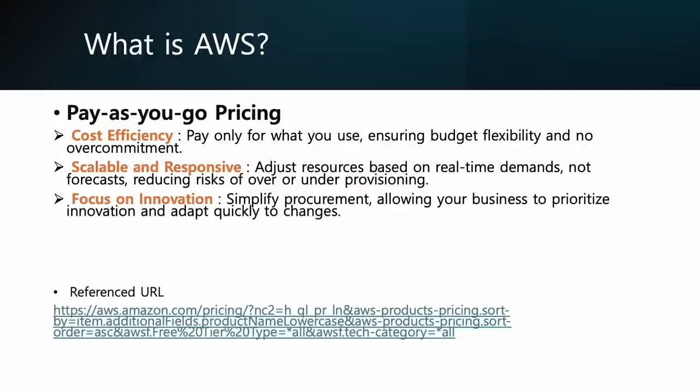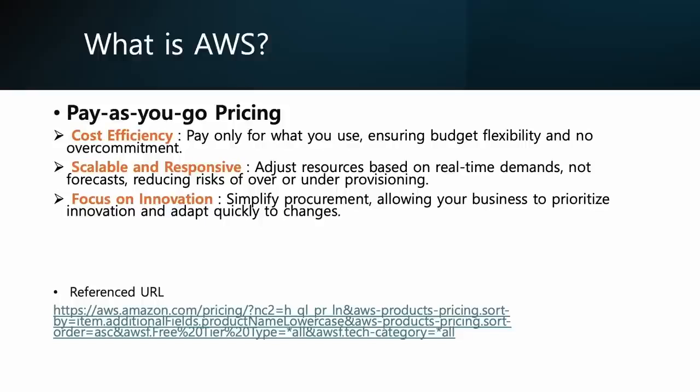AWS, like other public clouds, follows a pay-as-you-go pricing model. There are 3 advantages to a pay-as-you-go model. In terms of cost effectiveness, you can secure budget flexibility and avoid over-investment by only paying for what you use. In terms of scalability and responsiveness, you can reduce the risk of over or under allocation of resources by adjusting resources based on real-time demand rather than forecasts. This flexible cost management allows us to focus on innovation. Streamlining your procurement process can help your business prioritize innovation and adapt quickly to change.